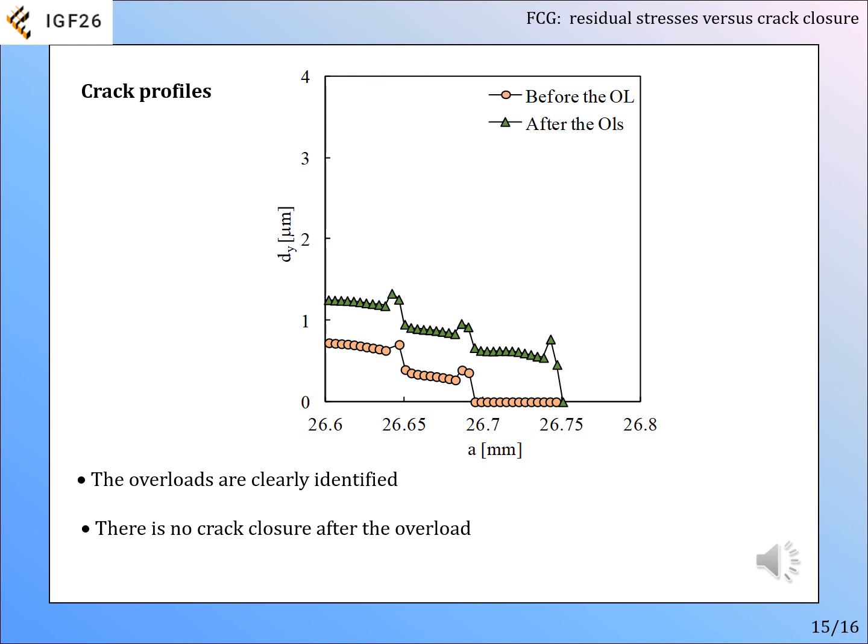This slide presents the crack profiles immediately before and after the overloads. The overloads produce crack tip blunting, which eliminates crack closure. Before the overloads, we can see the contact of crack flanks. The region in contact is that corresponding to the last load block.